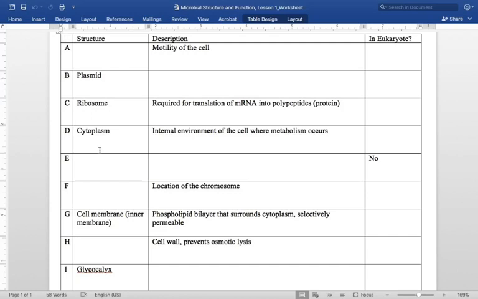Pili, on the other hand, are more like a straw in some way. They're hollow tubes, and a pilus is used to transfer plasmids from one cell to another. So this, again, is part of horizontal gene transfer. We'll cover that much later on, but that is the big distinction between the two of them.